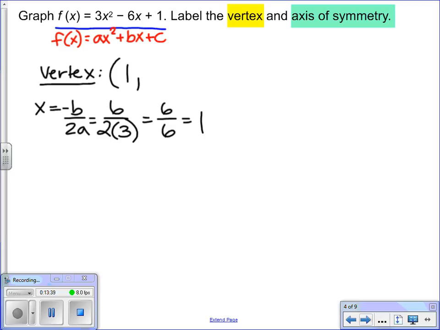Okay. If I know the x-coordinate of my vertex, I can find the y-coordinate of my vertex by plugging that value in. So step 2 to finding the vertex, evaluate f of the opposite of b over 2a, which we have found to be 1. So I'm going to take 1, and I'm going to plug it in everywhere I see x in the function. So I'll get 3 times 1 squared minus 6 times 1 plus 1.